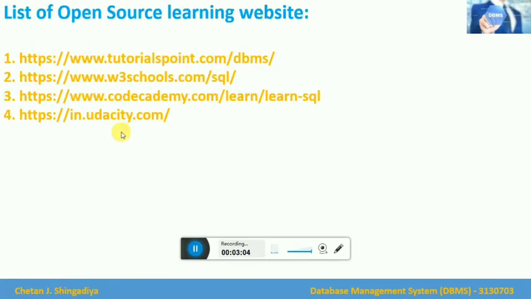Other than reference books, there is a list of open source learning websites for this subject. Here I have written a few websites: tutorialspoint.com, W3Schools, Codecademy, Udacity, and many more websites from which we can learn this database management subject.